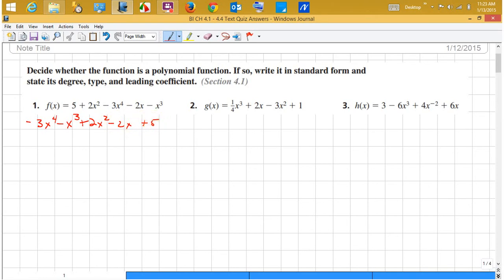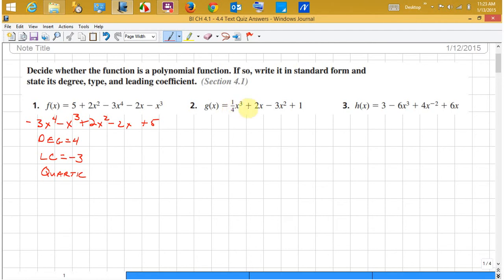so there's standard form. I need to find its degree. Well, the largest exponent is 4, so the degree is equal to 4. The leading coefficient is the coefficient in front of the term with the largest exponent. That would be a -3. And the type is, it's a fourth power, so it's a quartic. Let's look at the next one.